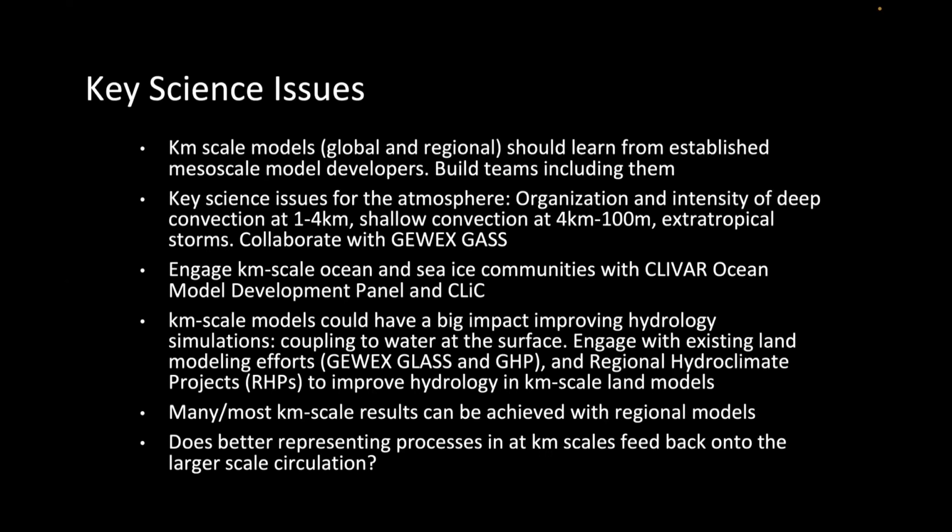That's the way to bring along our global models so they work at this sort of mesoscale and convective permitting scale. There are key science issues in the atmosphere when we do this: the organization and intensity of deep convection at 1 to 4 kilometers, shallow convection at 4 kilometers down to 100 meters, and extratropical storms. We need to collaborate with GEWEX and GASS and some of the atmospheric system study people that have been using small scale models and working at some of these scales. It's interesting because when we deal with climate and global models, we hit regimes that mesoscale models haven't really worried about too much.